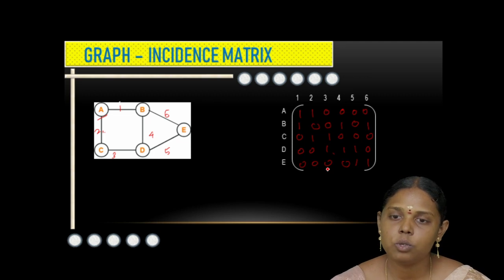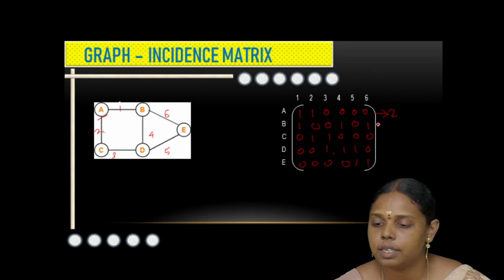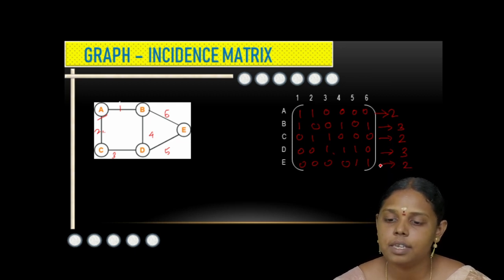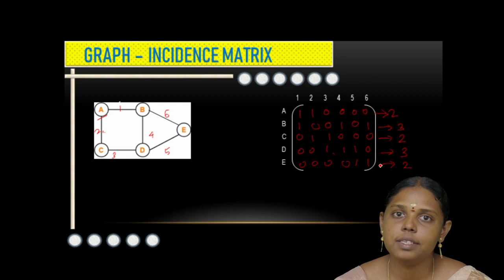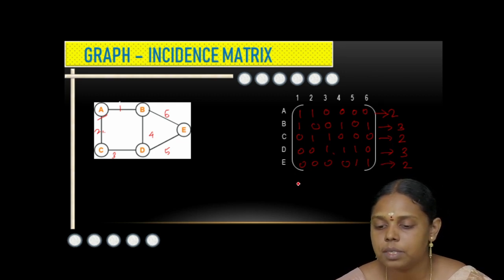In this graph also we can say that the sum of the entries in the first row is 2, the sum of entries in the second row is 3, in the third row 2, for the fourth row 3, and for the last row it is 2. This represents the degree of the corresponding vertices, and since each edge is incident with exactly 2 vertices, we may find that the column sum will be equal to 2 for all the columns.